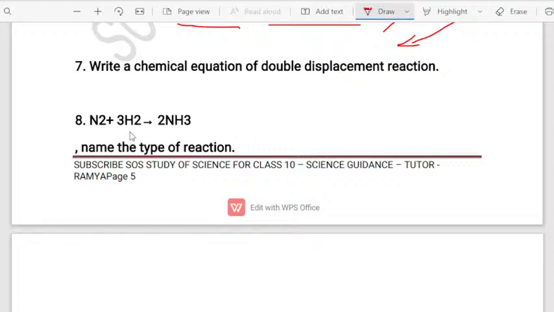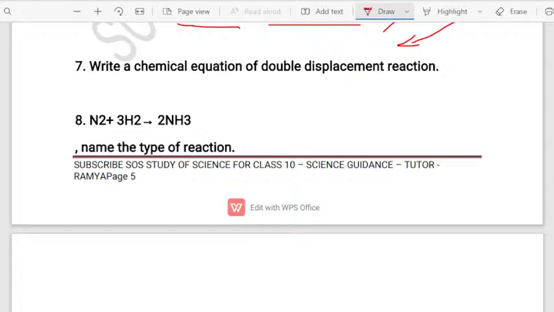Yes. Okay, here you can observe nitrogen is combining with hydrogen. You are able to follow this, right? Nitrogen is combining with hydrogen to form ammonia. Here NH3 is ammonia. Okay, so name the type of reaction. What is the type of reaction?